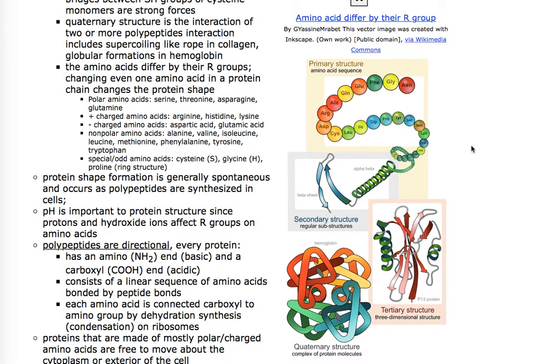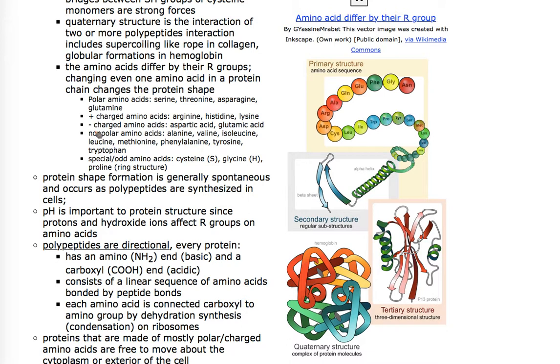All amino acids differ by their radical group. The polar amino acids are serine, threonine, asparagine, and glutamine. That means that they are capable of interacting with water. Fully charged amino acids are arginine, histidine, and lysine. Those also love to mix with water. Anything with polarity or charge loves water. Those are positively charged. Negatively charged amino acids are aspartic acid and glutamic acid.